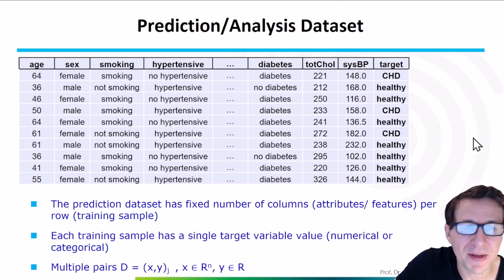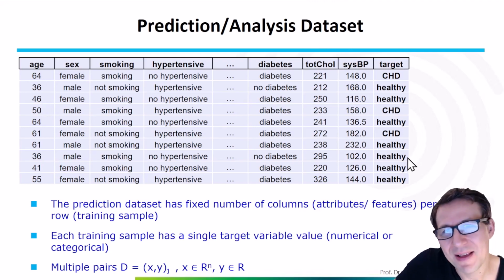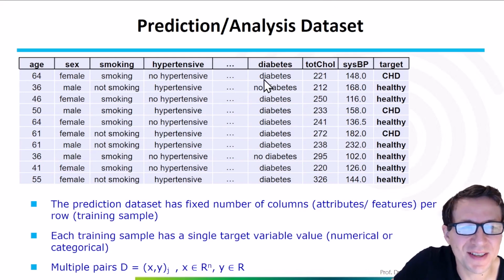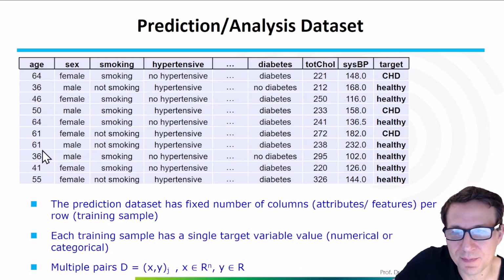So usually we have a data set like this. Well, maybe not usually, like in the easy case. Yeah, in the easy case, you have a data set like this. This is our cardio data set that we used before. Here we have a list of patients. Each row is a patient. And each row is also what we call a training sample, a training data point.